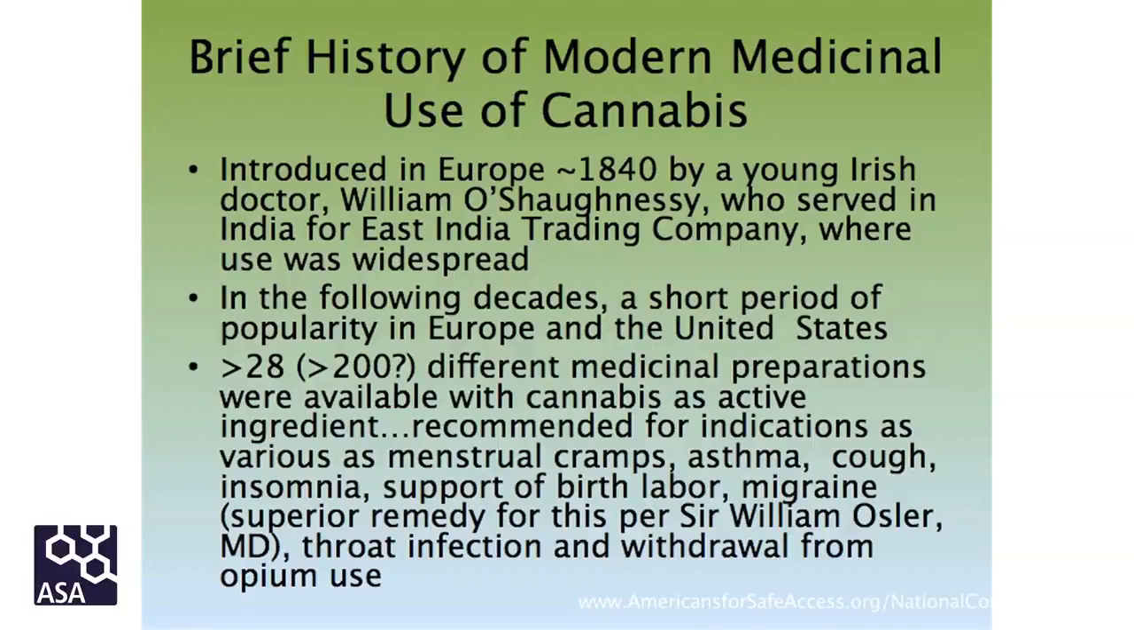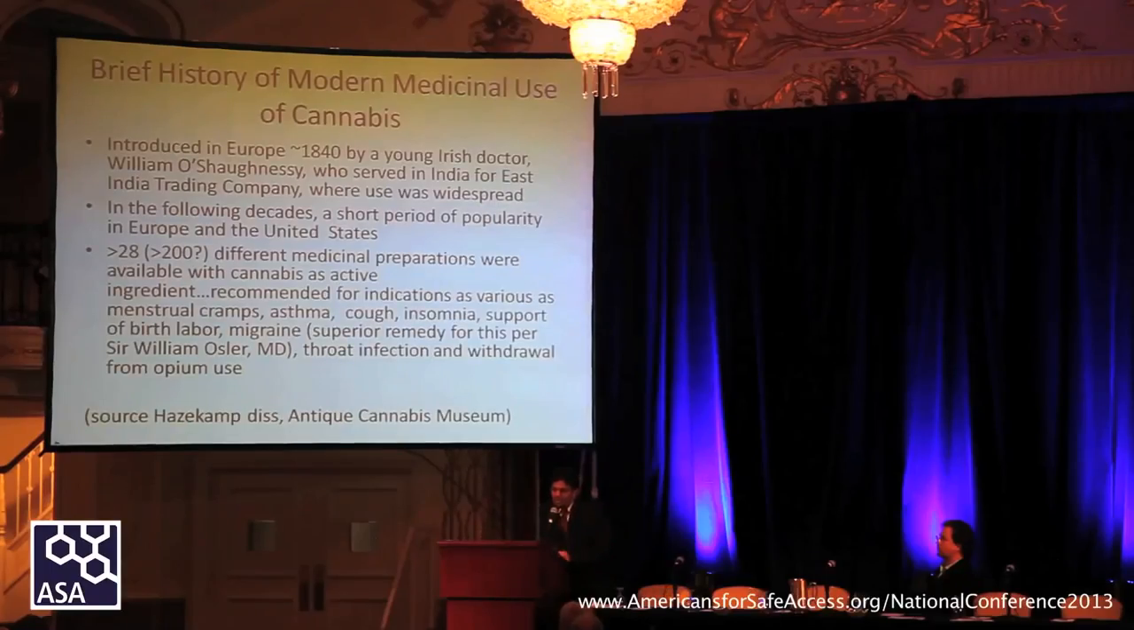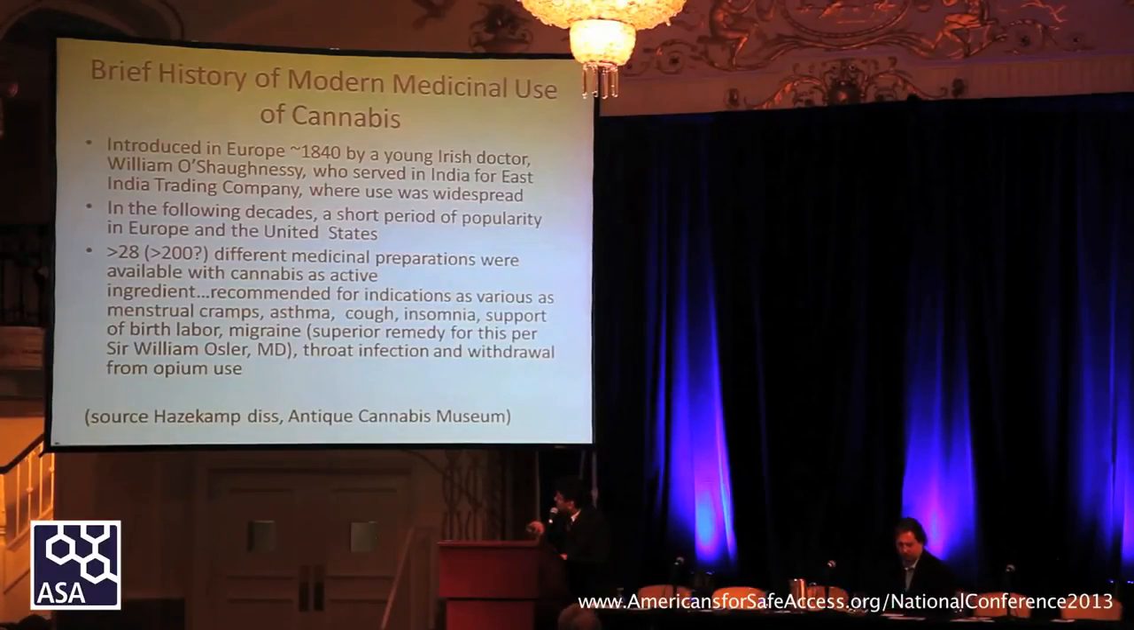Menstrual cramps, asthma, cough, insomnia, labor pains. And even the father of internal medicine, William Osler, who was at Johns Hopkins and invented the idea of rounding, he's the one that said that for migraines there was no superior treatment. So this was collected empiric knowledge from a whole 100 years of medical use and pharmaceutical distribution of cannabis.